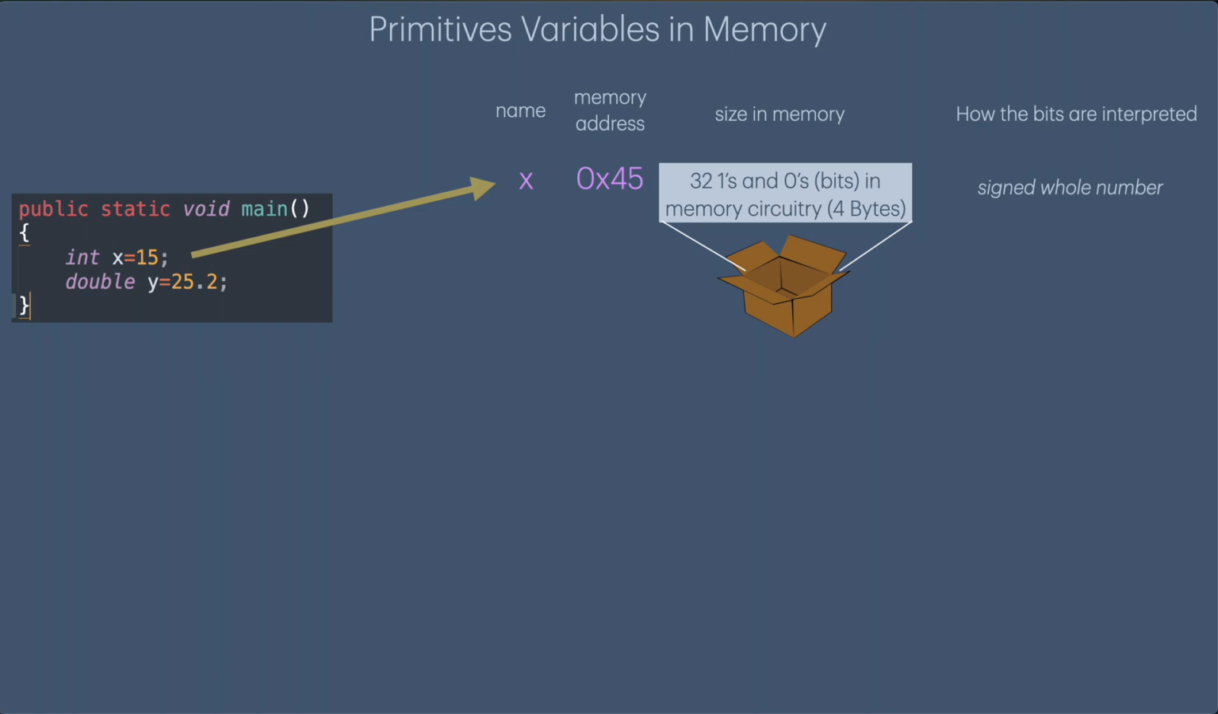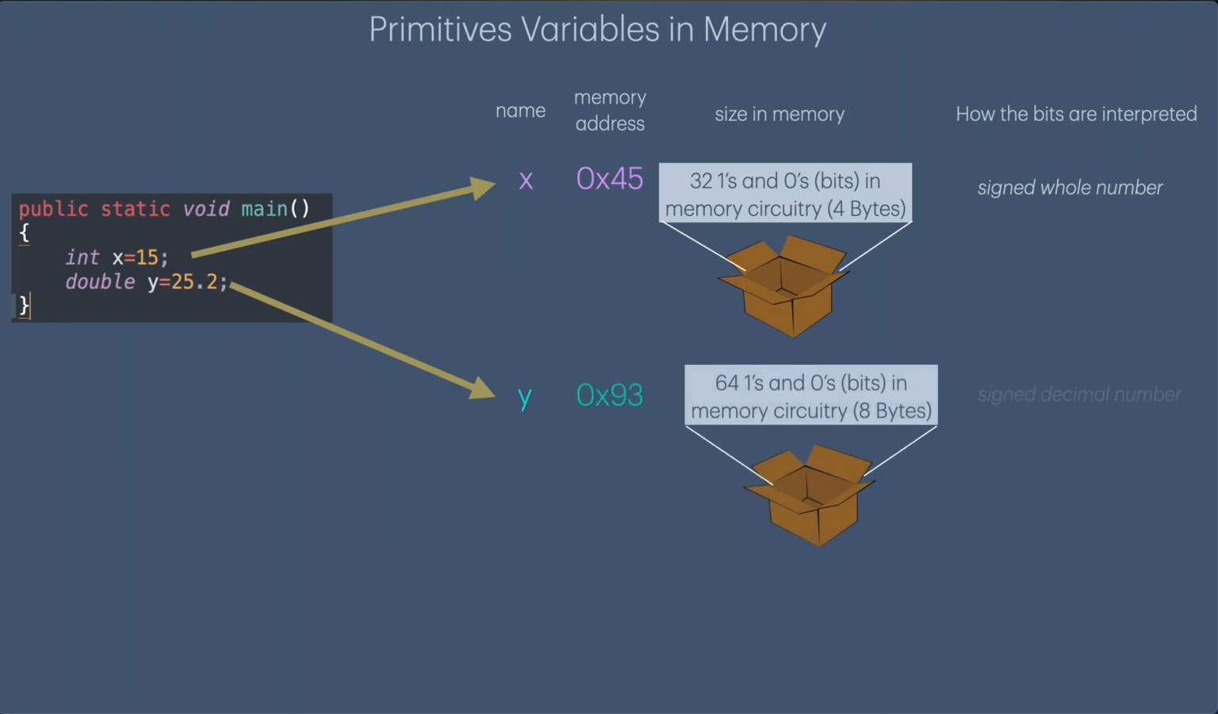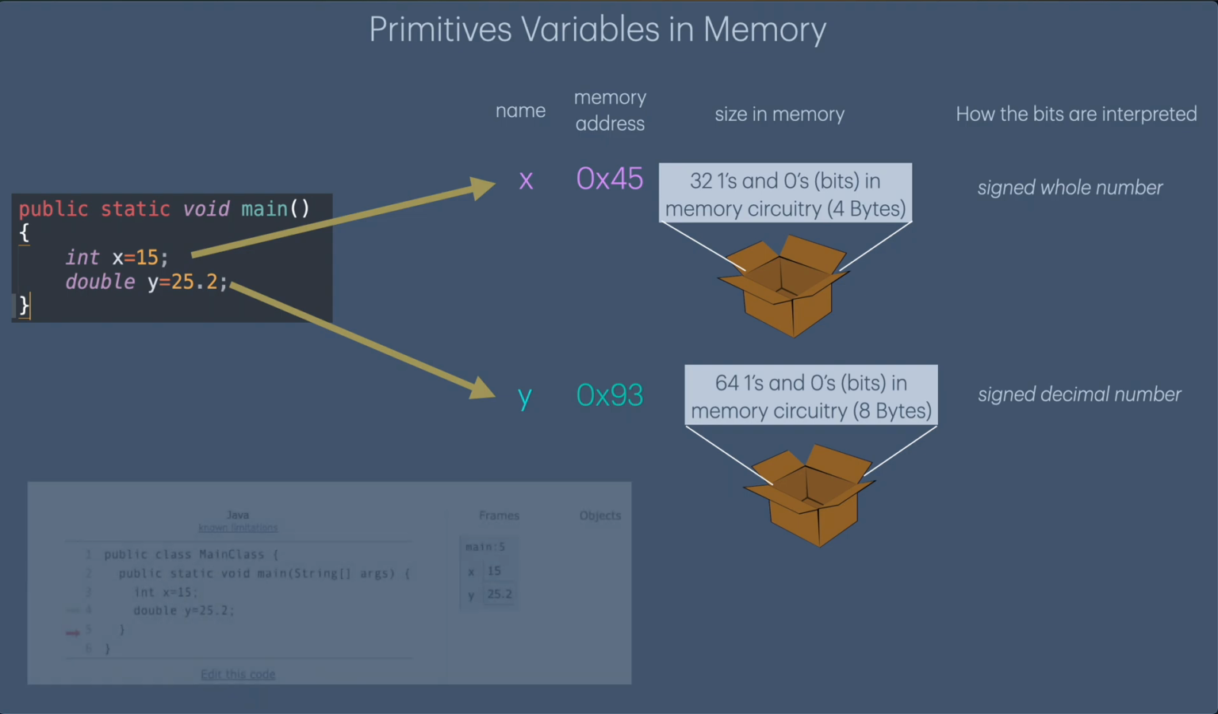And finally, we have this idea of how bits are interpreted. In the integer version of this, those bits will be interpreted as a signed whole number. Sign meaning plus or minus, whole number meaning no decimals. Similarly, we can look at the double version of this: double y equals 25.2, and it will have a memory address, and it will have a slightly bigger box that is 64 ones and zeros, which is 8 bytes, and it will be a signed decimal number.